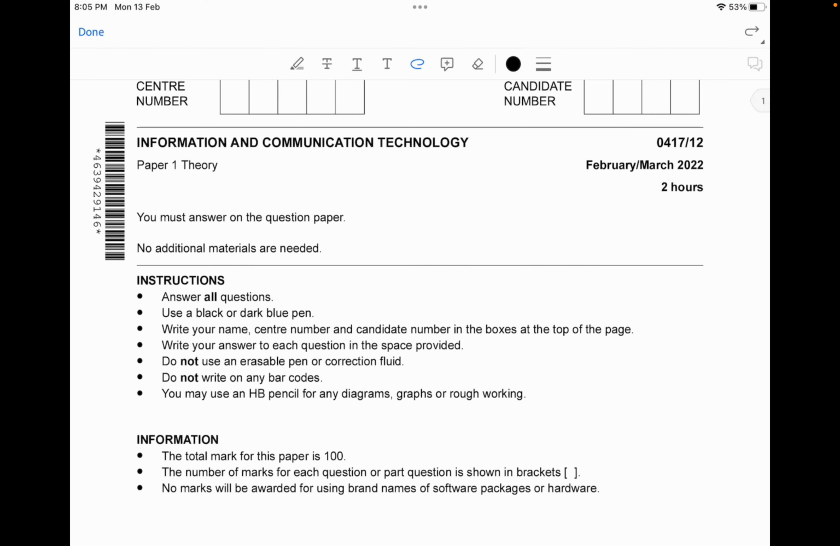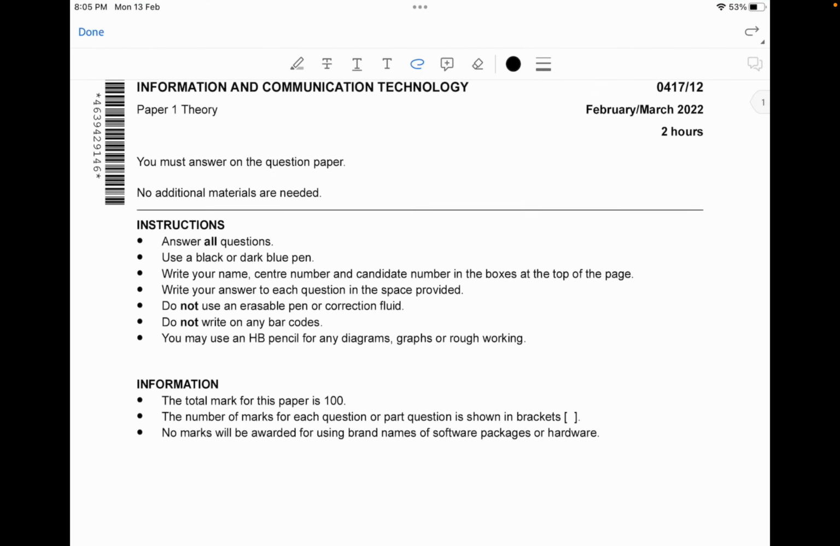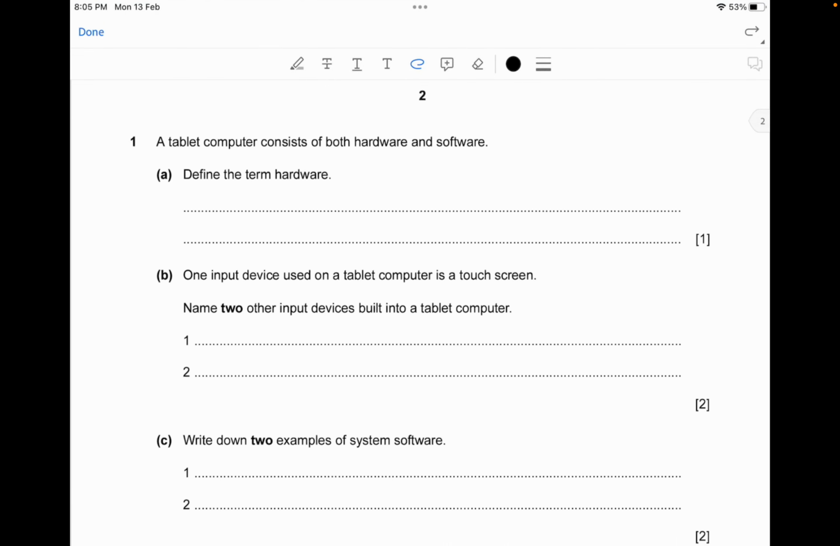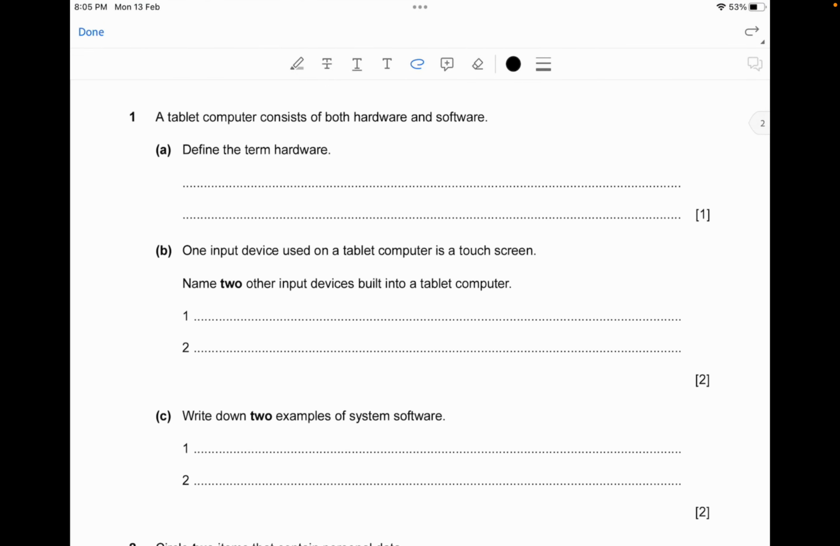Okay, so the total mark for this paper is 100. It's going to be 100 marks. And the first question is that a tablet computer consists of both hardware and software. So we have to define the term hardware. What is hardware? When we think about hardware, it's anything that is physical. So we write this down: it is the physical components of a computer system. That's something we can write down for 1 mark. So it is the physical components of a computer system.